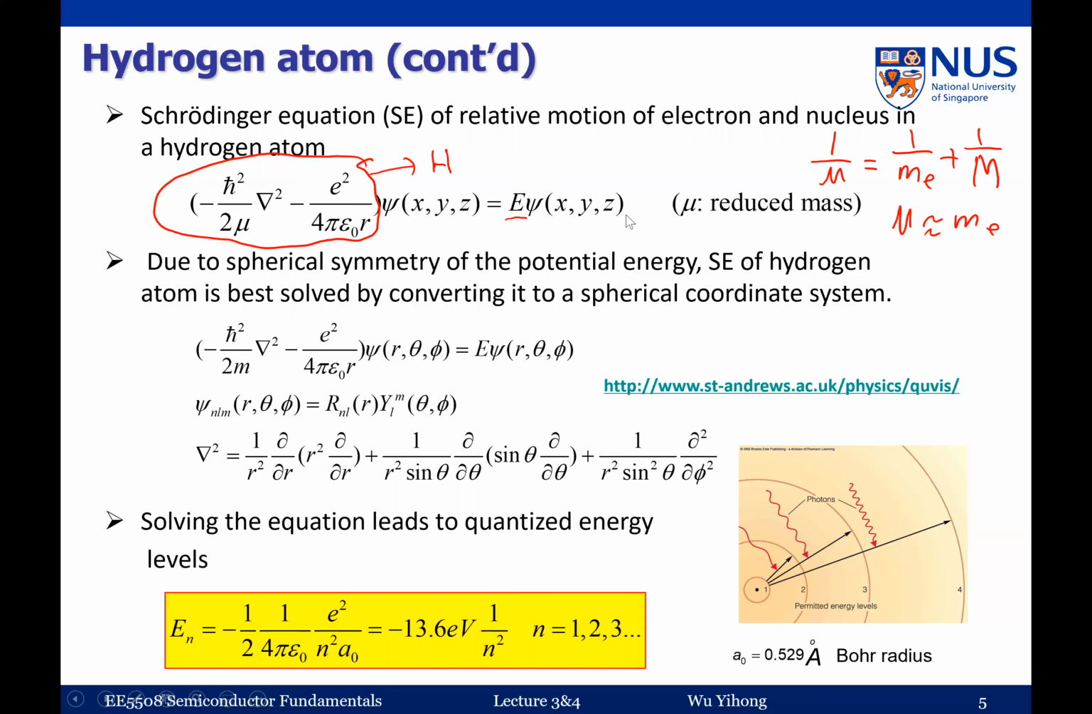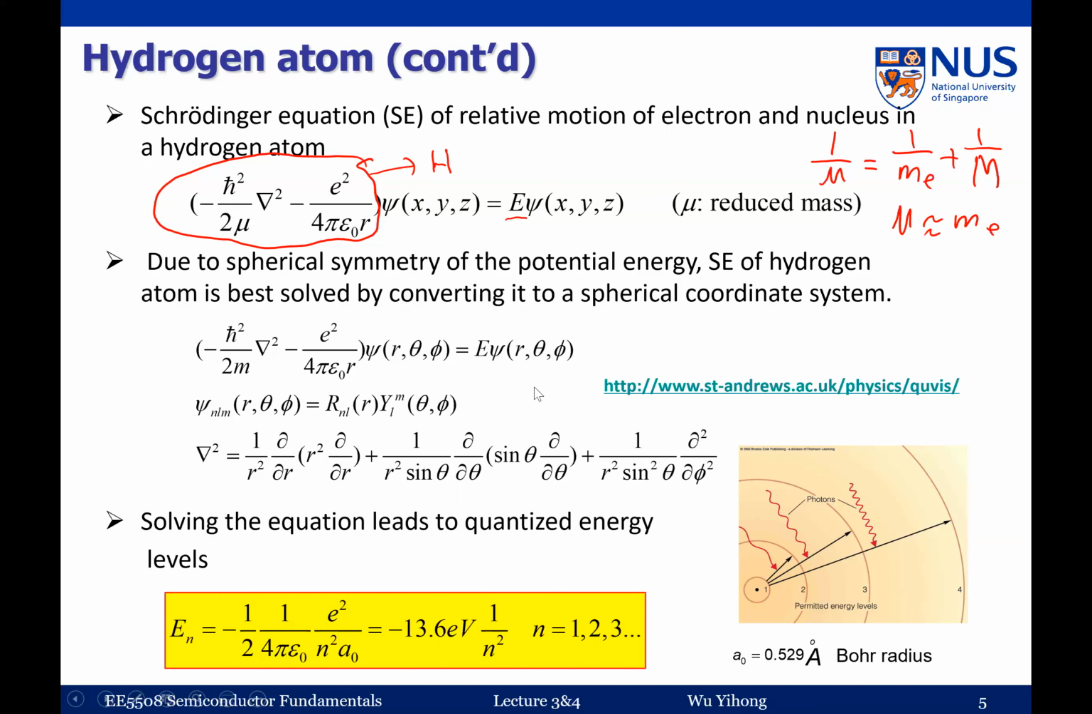very complicated. Since the hydrogen atom has a spherical symmetry, this means that the electron inside the hydrogen atom will feel an electrostatic potential of spherical symmetry. So in this case, it's always good to solve this in a spherical coordinate system.